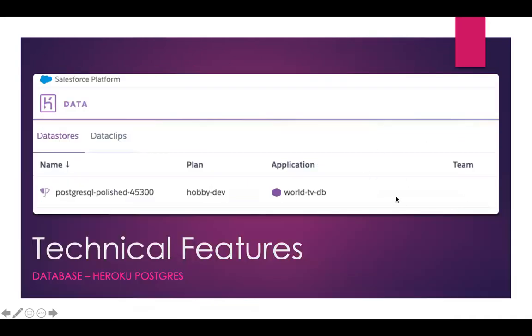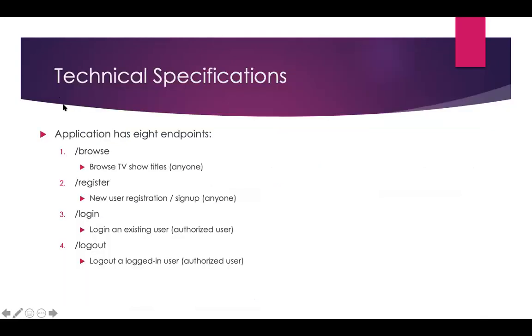Next, it is the screenshot of the Postgres database on Heroku Cloud Platform. Next, we show that our application has a total of 8 endpoints. The browse endpoint allows us to browse TV show titles, and it can be used by anyone. The register endpoint is used for registering, or signing up, new users, which can be used by anyone. The login endpoint can be used by an existing user with the user ID and password.